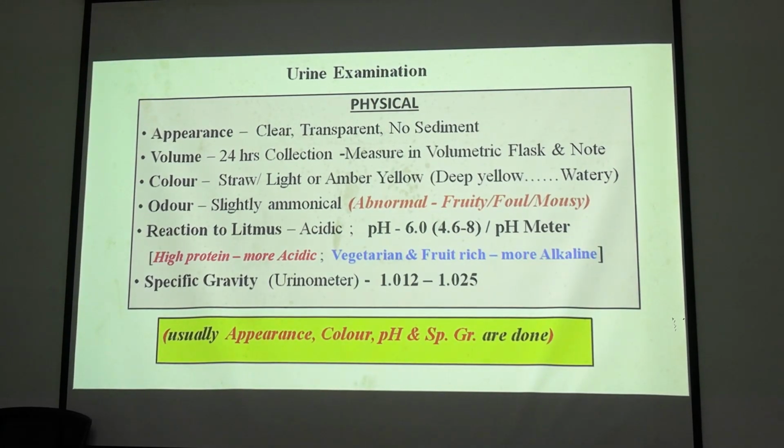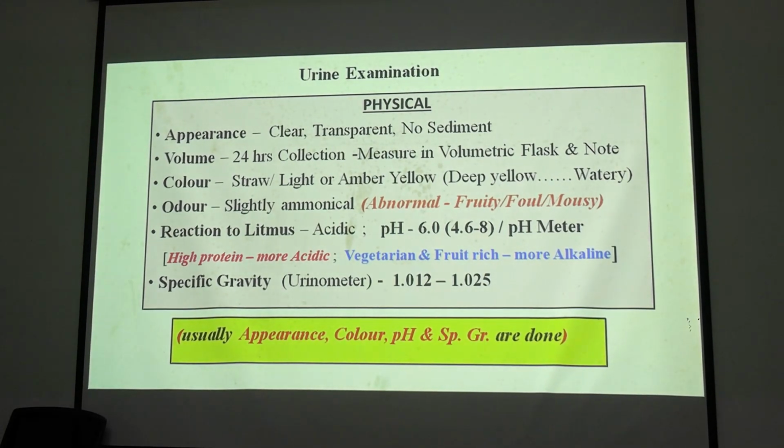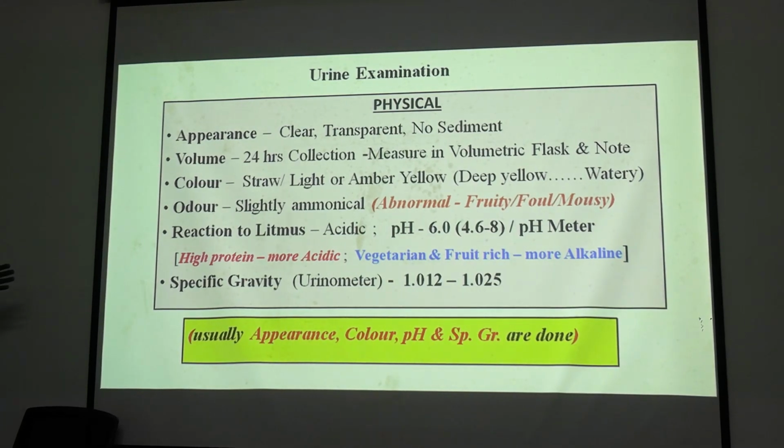This is actual, coming to the actual point, what are actually required. So long we have discussed long thing about theoretical aspect. Appearance. As I told you, appearance is most important of any person, of anything. Similarly, if the appearance is clear, transparent, there is no sediment, that means it is less likely that he is having some problem. So volume, 24 hours volume, you have to measure in a volumetric flask. You have collected in a container, now you have to measure in a volumetric flask to know the exact volume.